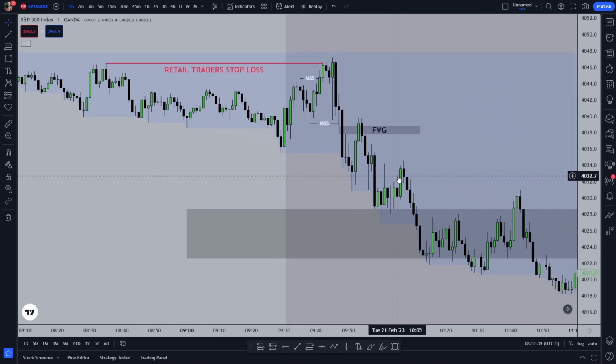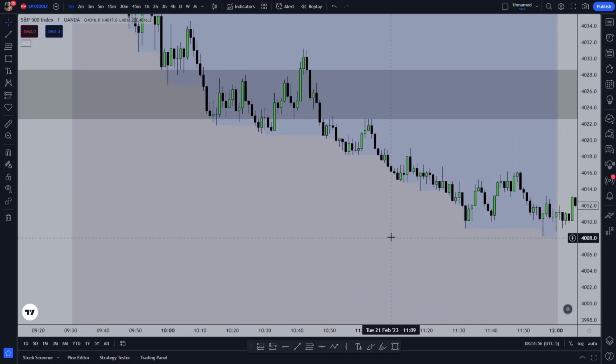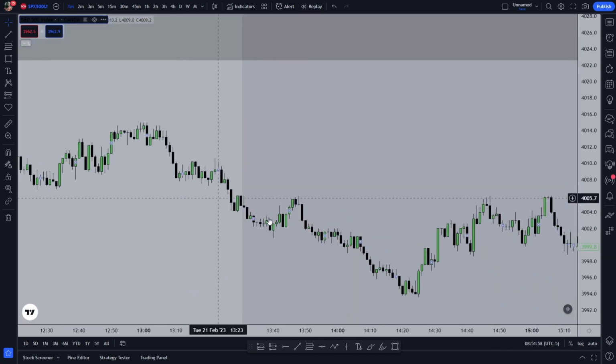But the thing is, if you would have waited for 10, like this is the 10 o'clock candle, this one. So see, after 10 o'clock, there was another fair value gap right over here. If you would have entered in this fair value gap and your stop loss would have been above this, then you would have got another big trade from here. And let's see the afternoon session.